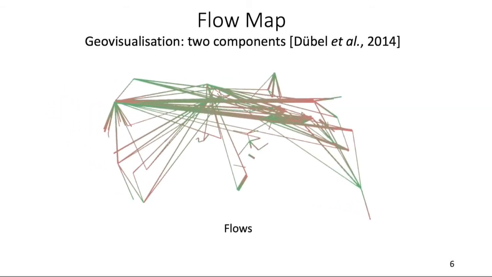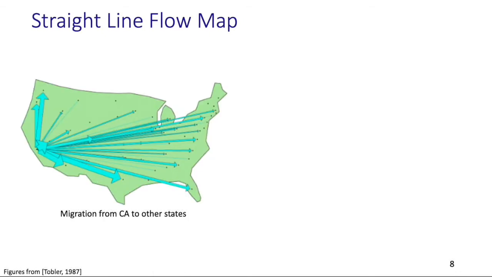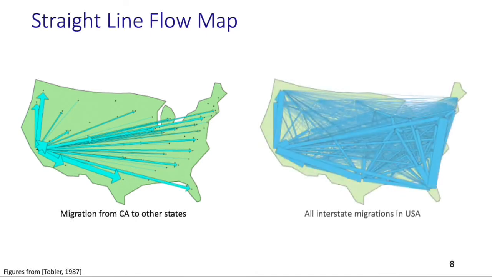Let's look at the attribute space first. This is how to present the flows. Hand-drawn flow maps have existed for more than 200 years. They are intuitive and visually appealing, but take time to create. To produce flow maps more efficiently, computer scientists started to create digital flow maps automatically. One natural way to map these flows is using straight lines connecting origins and destinations. However, this cannot scale to large data.